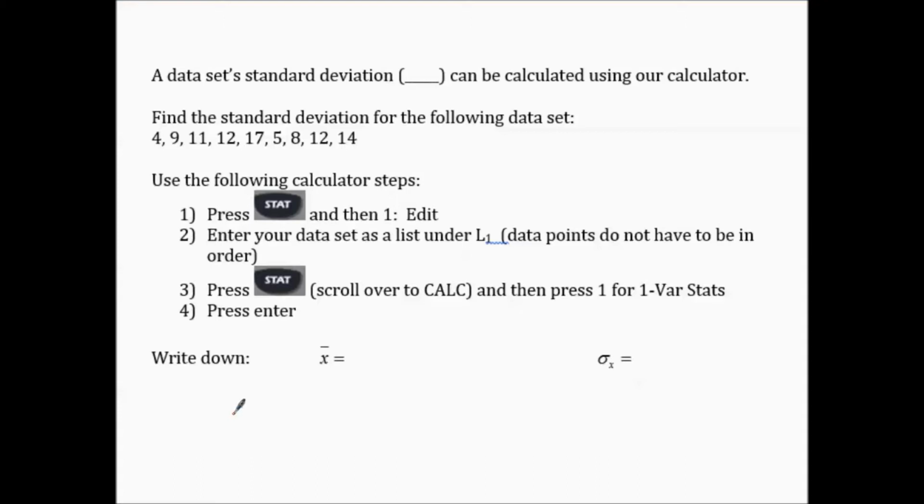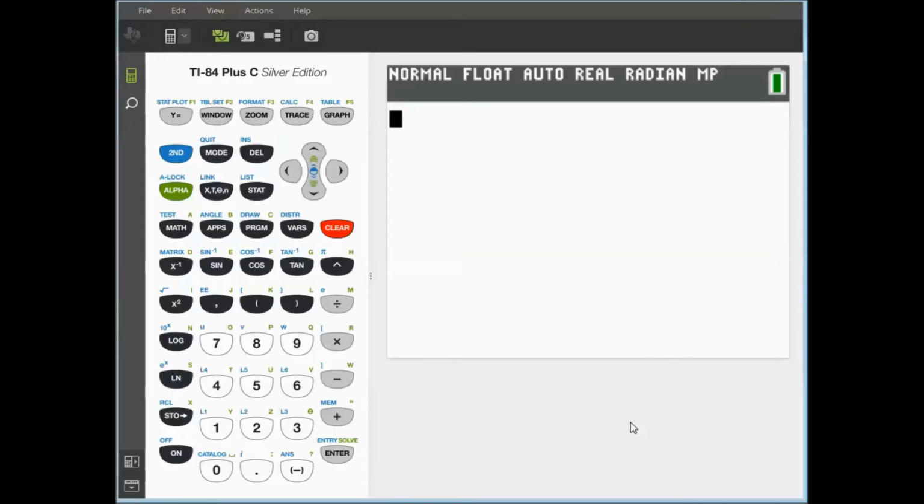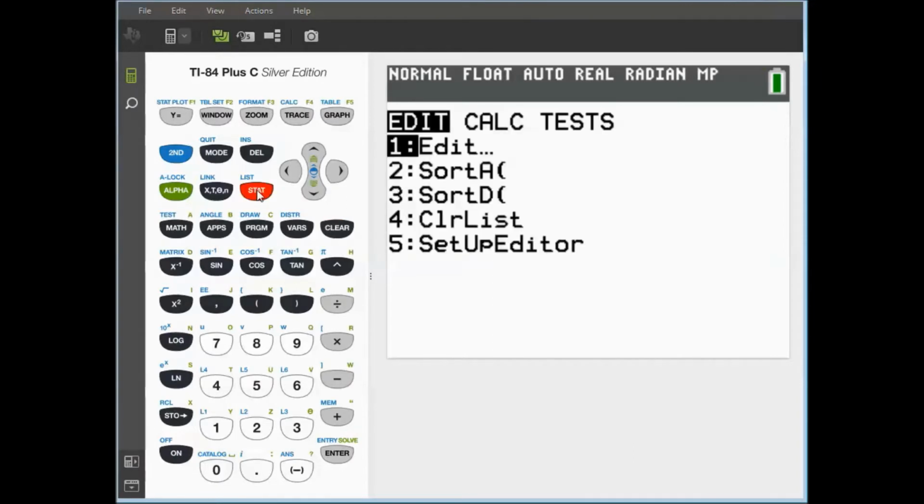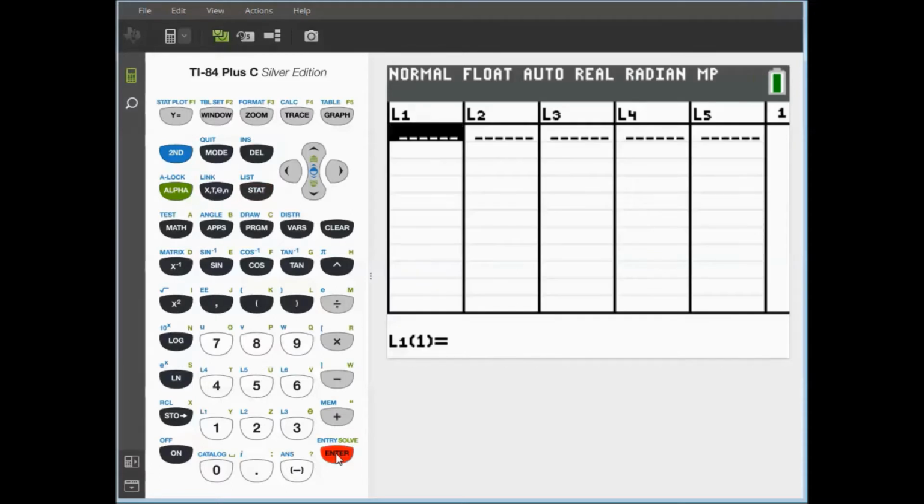Now, a dataset's standard deviation, which is represented by the Greek letter lowercase sigma, can be calculated using our calculator. There is a formula that you can use, but it's rather nasty, so we're just going to use the calculator. First, we are going to click the Stat button, and then go to Edit, which is number 1. Then we're going to type all of the numbers in L1, which stands for List 1. You can type the numbers exactly as they appear on the paper. You do not have to put them in order.